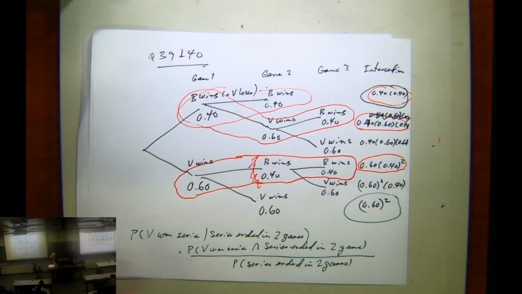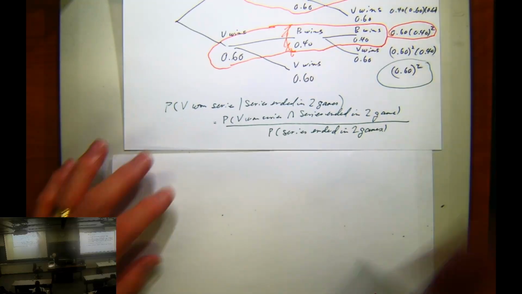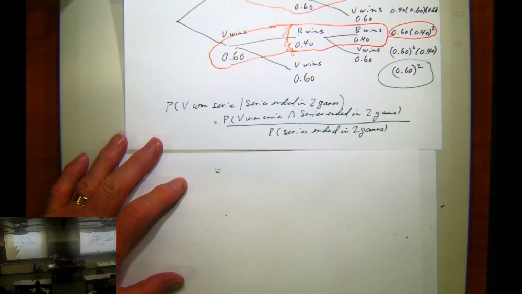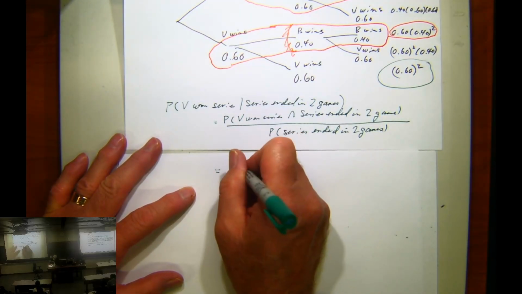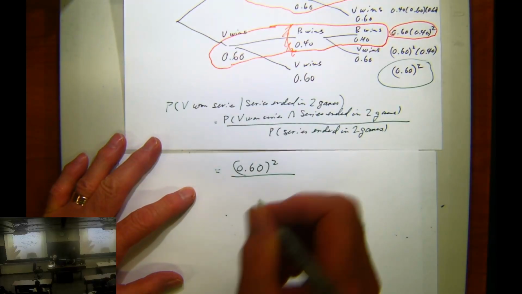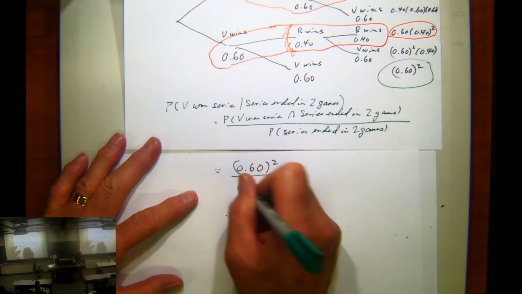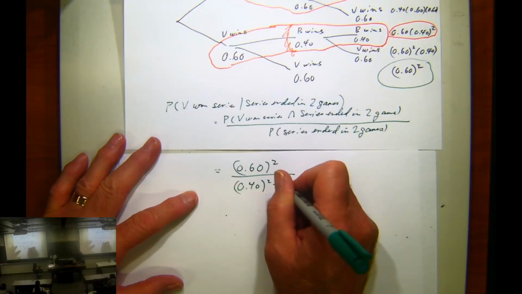So, well, why don't I use another piece of paper? That's why we got paper. So let's just take a look here. I'm going to take 0.60 squared over 0.40 squared plus 0.60 squared.